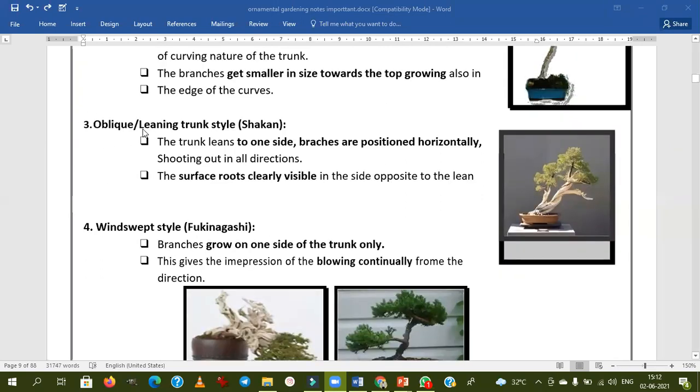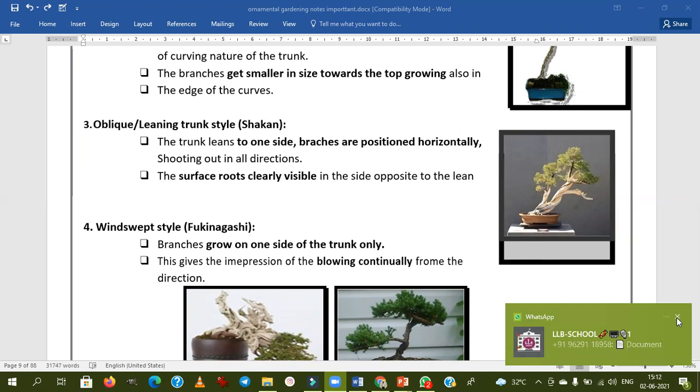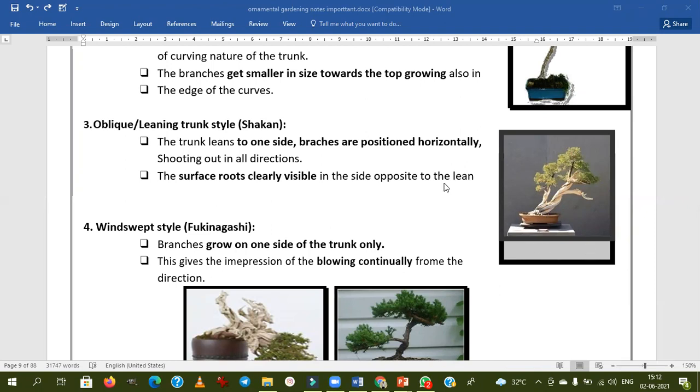Then the oblique or leaning trunk style, shakan style. This is the leaning trunk style. On one side, the branches are positioned horizontally. The surface of the roots is clearly visible in the container. This is also very important.